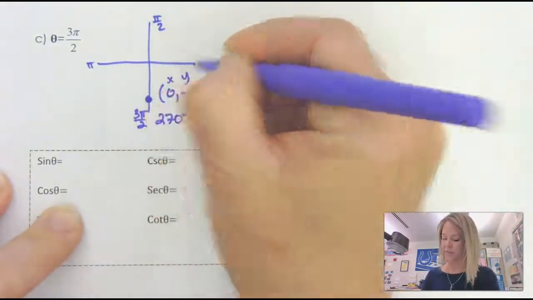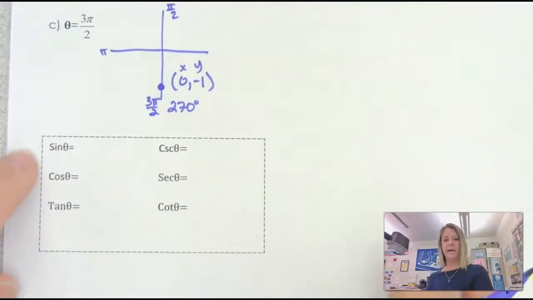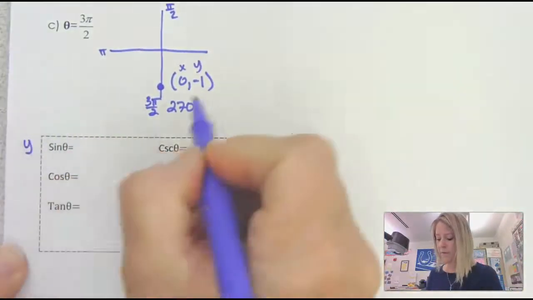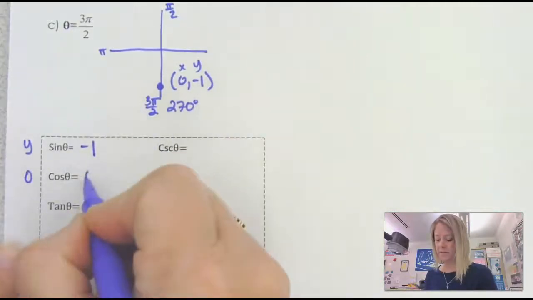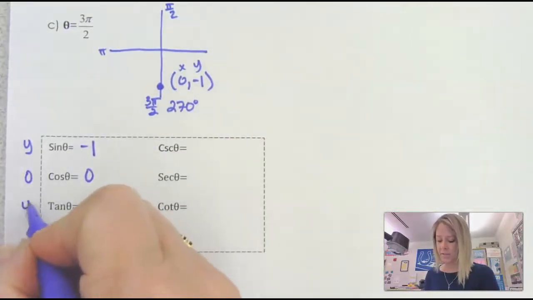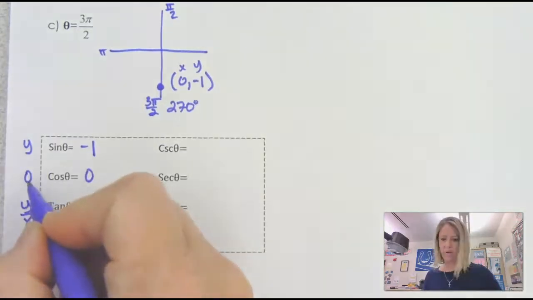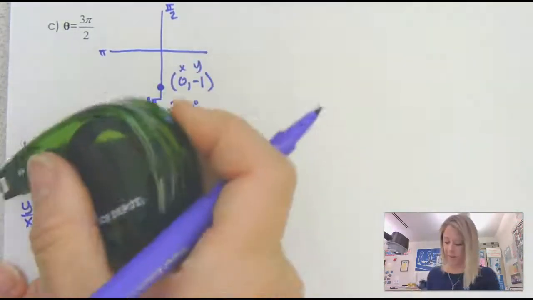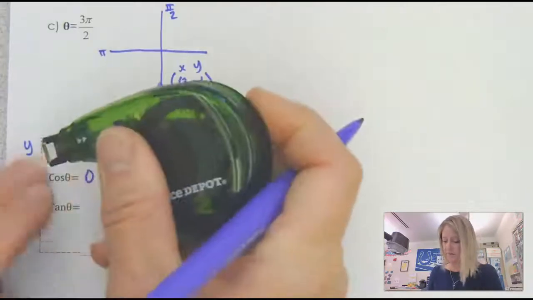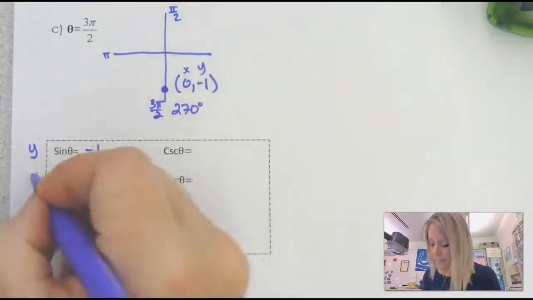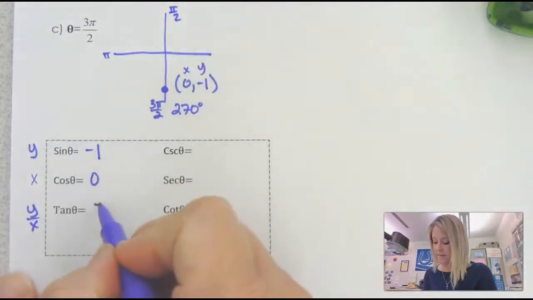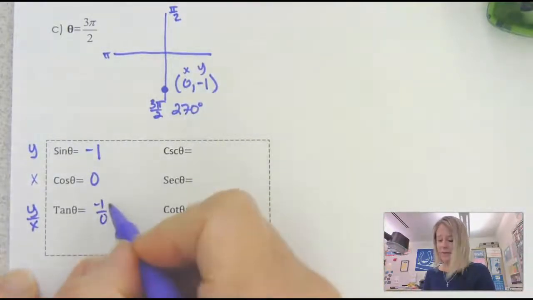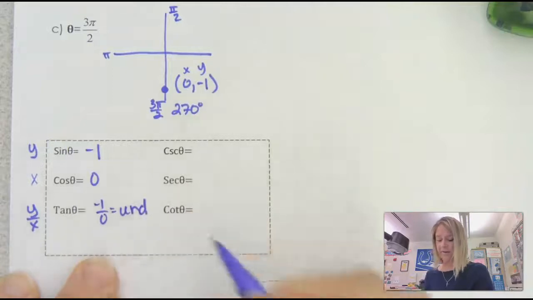It might help to label your x and your y. Sine always matches up with your y. Your y is -1. Cosine matches up with your x. x is 0. Tangent is y over x. I'm going to write x. There we go, sorry. Tangent's y over x, so y is -1, x is 0. Can't divide by 0, so that's undefined.